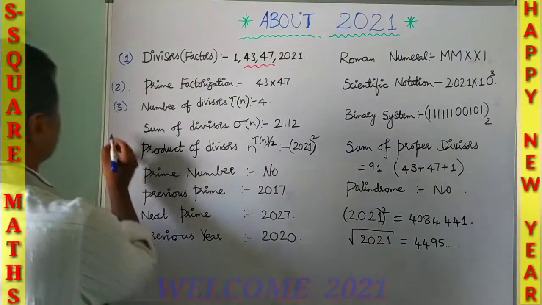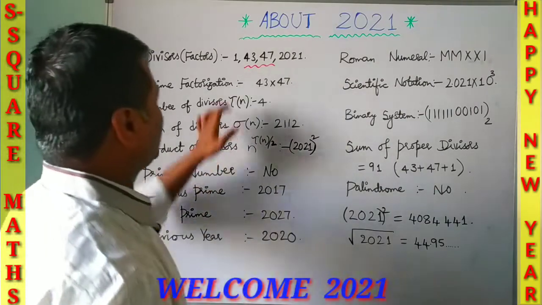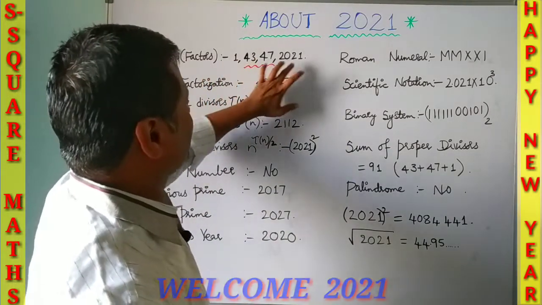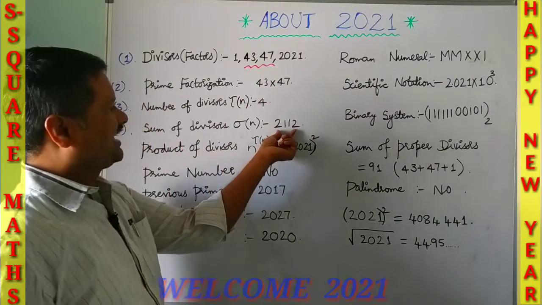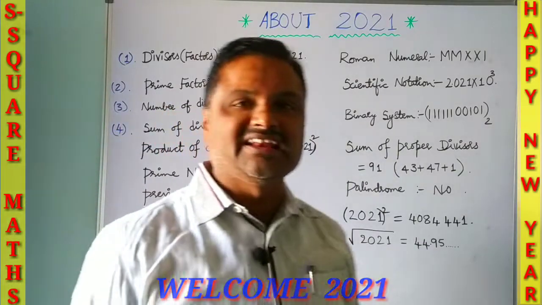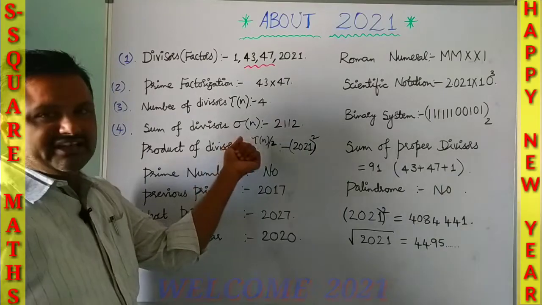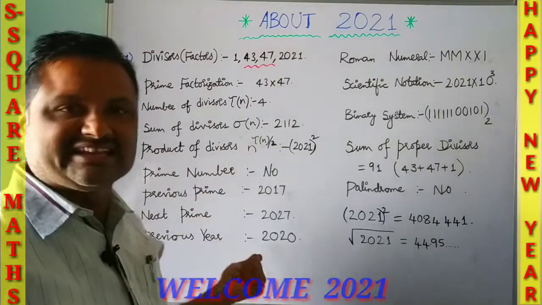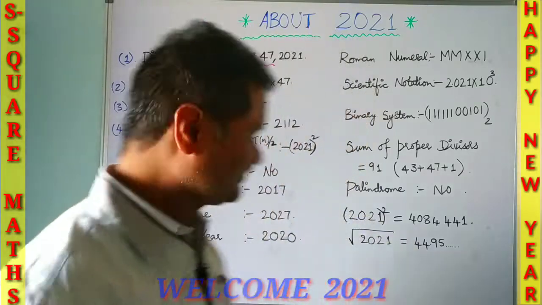Next, sum of the divisors. So if you add 1, 43, 47 and 2021, you are going to get the sum of the divisors as 2112. It is denoted by sigma of n. Okay, the sum of the divisors. Sigma is a Greek letter here. There is a specific formula in number theory.